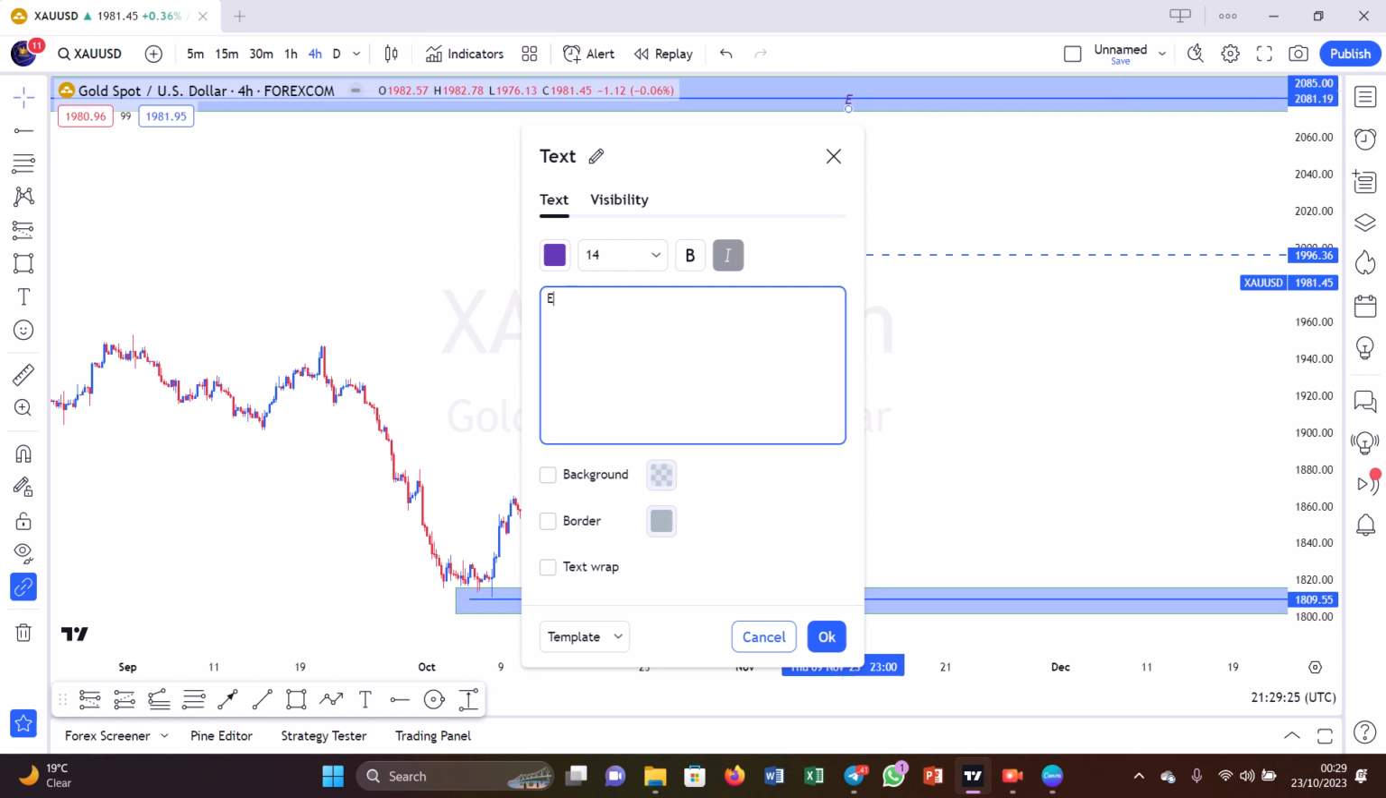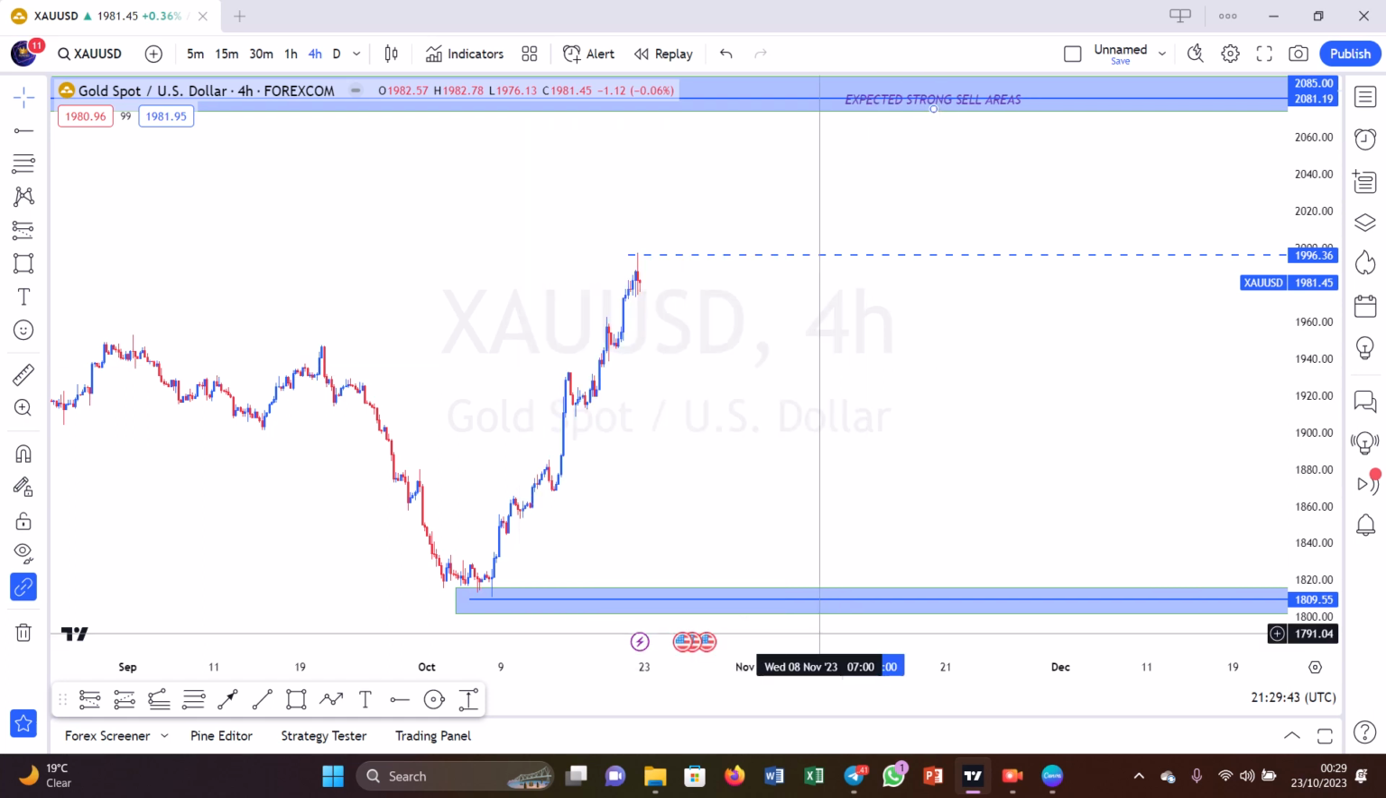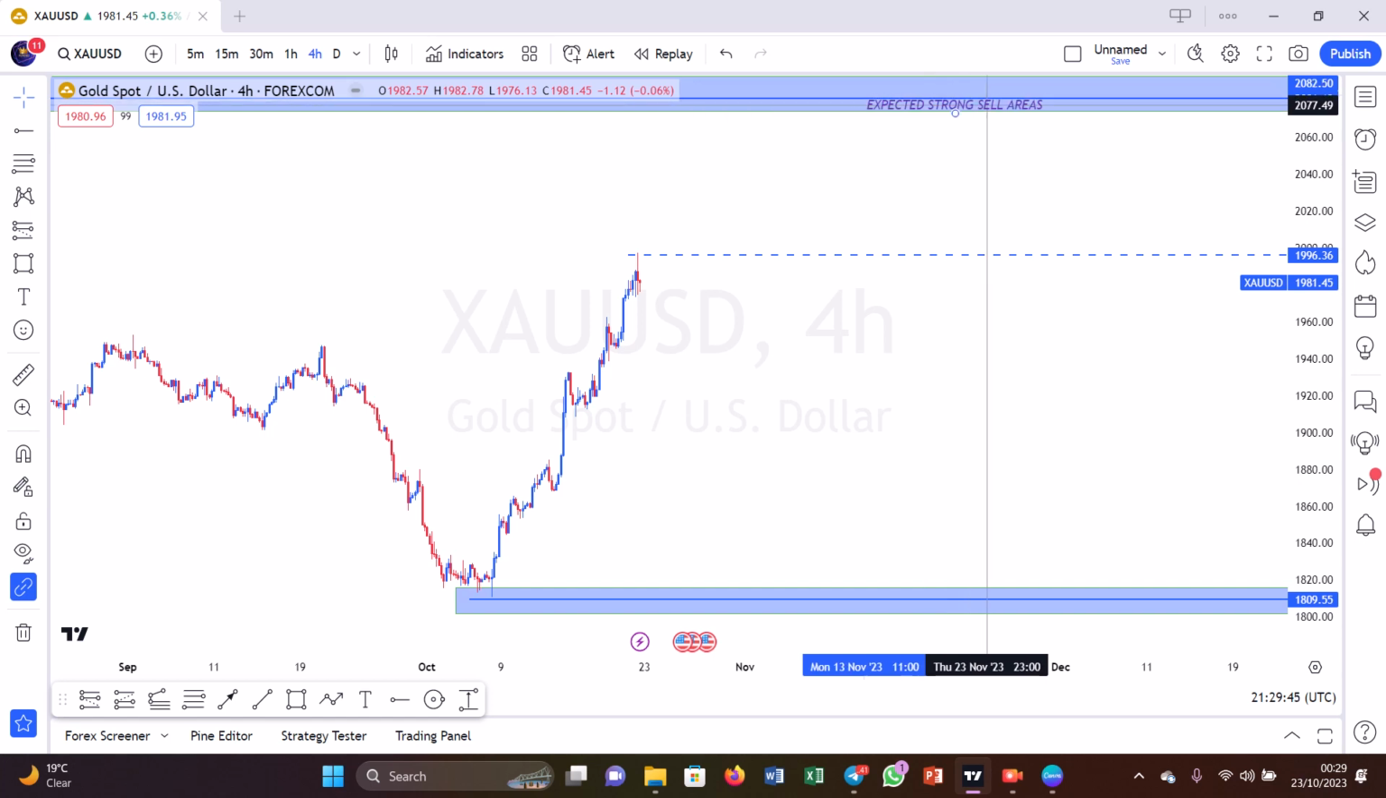strong sell areas there, and there is a reason why I'm marking that one to be the expected strong. It's going to be 14. There is a reason why. So that's going to be the expected strong sell area.